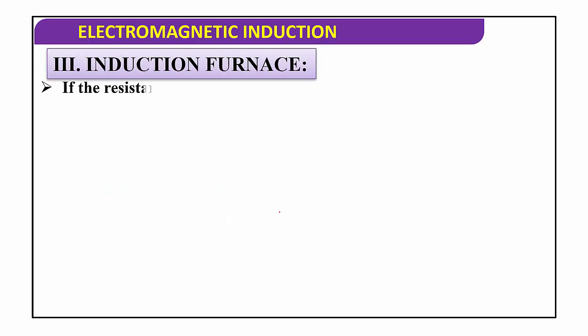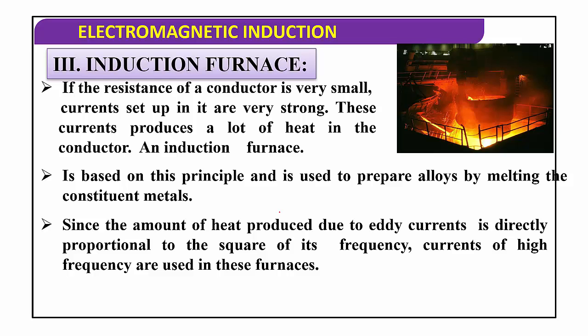Then the third one, the induction furnace. Observe here, in a simple way to understand the induction furnace, the eddy current produced in a heavy metallic conductor releases a large amount of energy, and that large amount of heat energy is utilized to melt the metals. It is enough. You can observe here, the resistance of the conductor is very small, so the currents set up in it are very strong. These currents produce a lot of heat in the conductor. The induction furnace is based on this principle and is used to prepare alloys by melting the constituent metals.